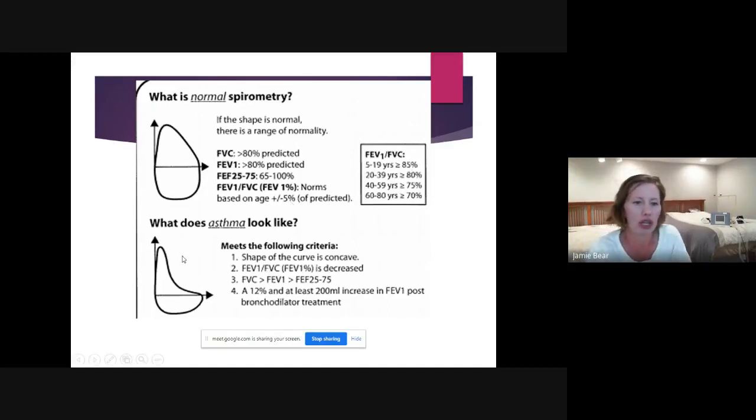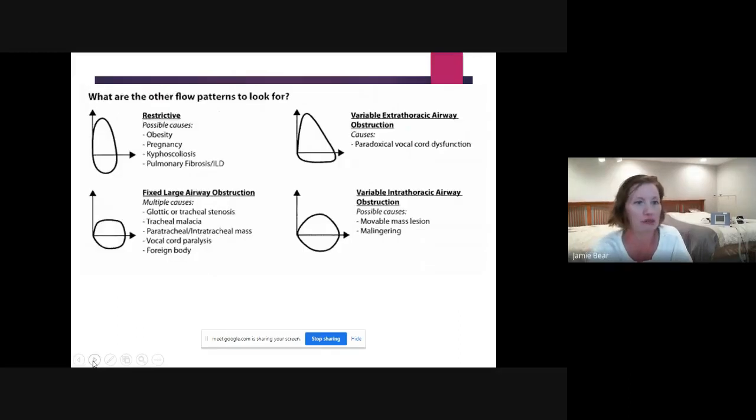So here we have more of a concave shape with asthma, so therefore their FEV1 percentage, the FEV1 over FVC, will be decreased. And we're going to continue to say this over and over, but a 12% change in the FEV1 after bronchodilator therapy means that they are reversible. I mean, they actually do respond to bronchodilators.